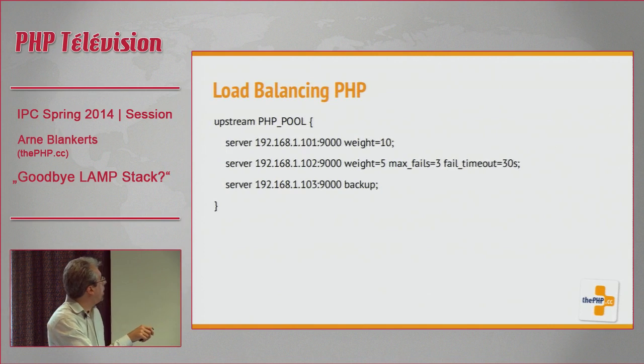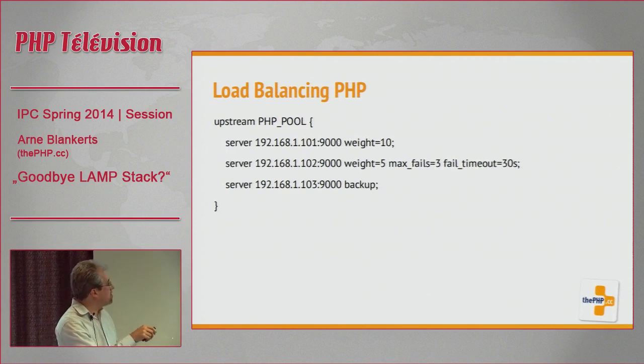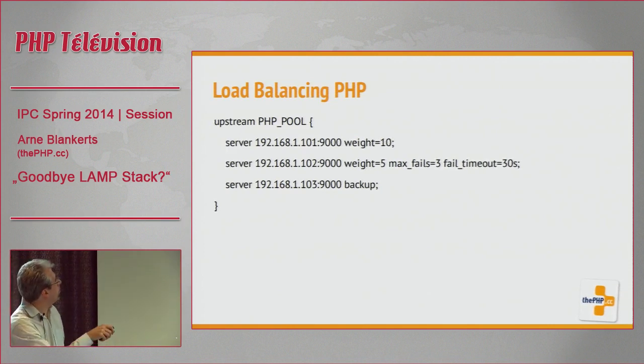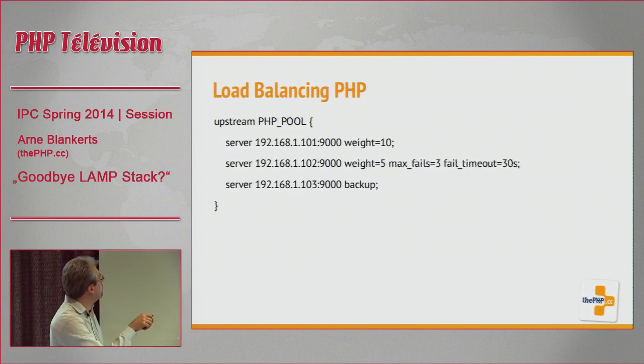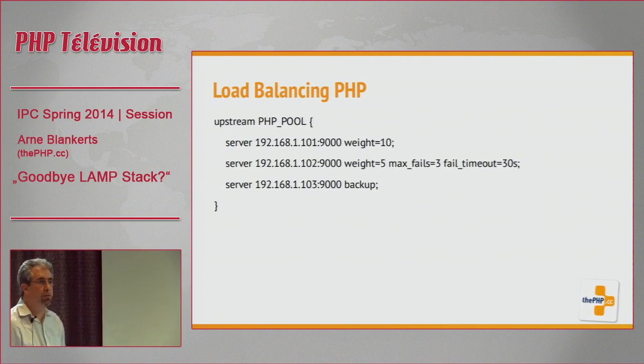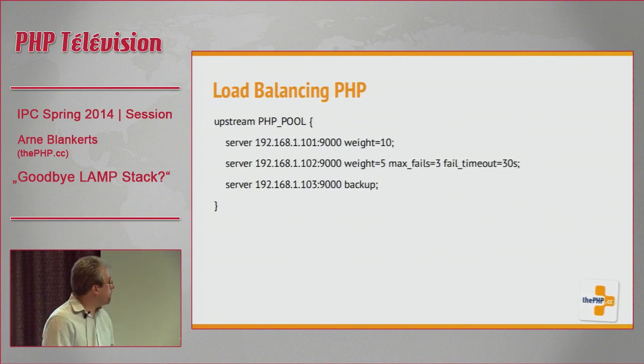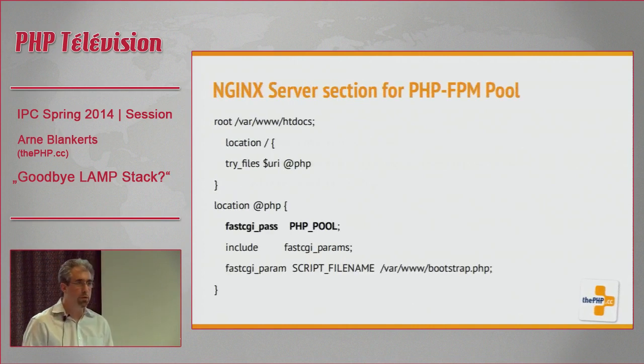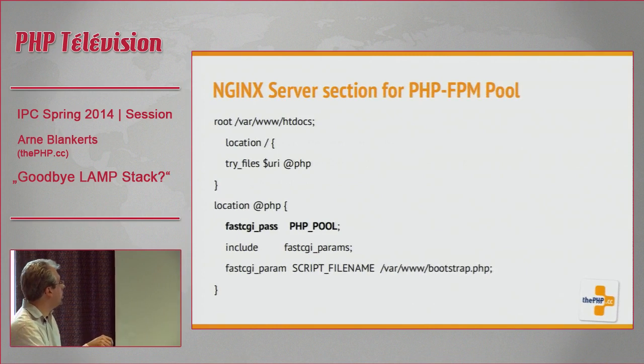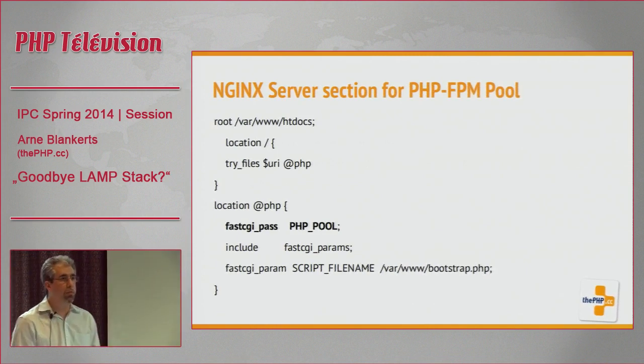Another cool thing is the backup in here. This particular box is not going to get any traffic unless one of those things are down. So you can even create hot standby machines in that context, which is quite helpful. Of course, you need to map this stuff back into the configuration. And the only thing that changed compared to the thing before is that the fastcgi_pass here now has just the key name of my pool.